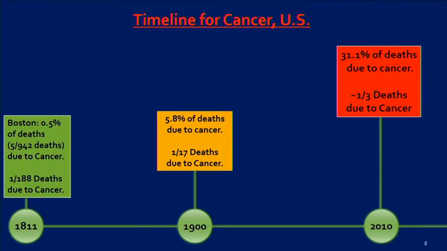Now, cancer. 1811, Boston, 0.5% of deaths, 5 of 942. That's 1 in 188 deaths due to cancer. 1900, it's rising, 5.8% of deaths, that's 1 in 17. 2010, 31.1% of deaths, that's nearly 1 in 3 again. So the increase probably looks something like this.